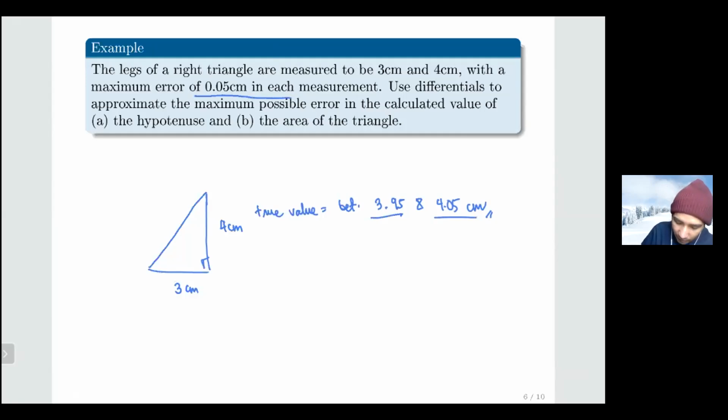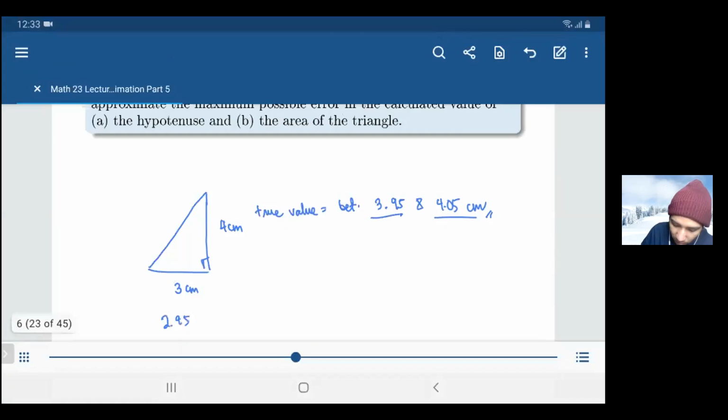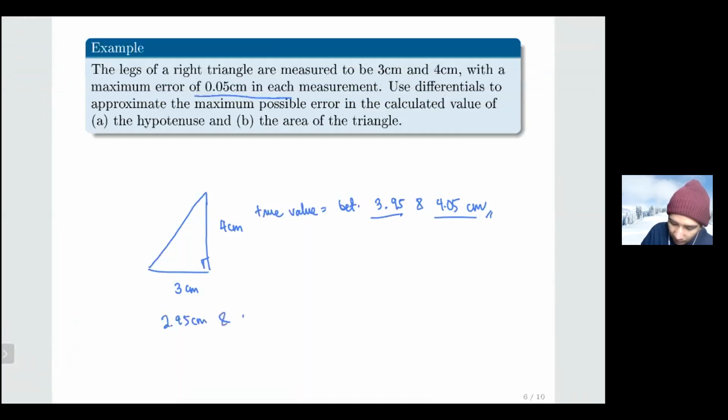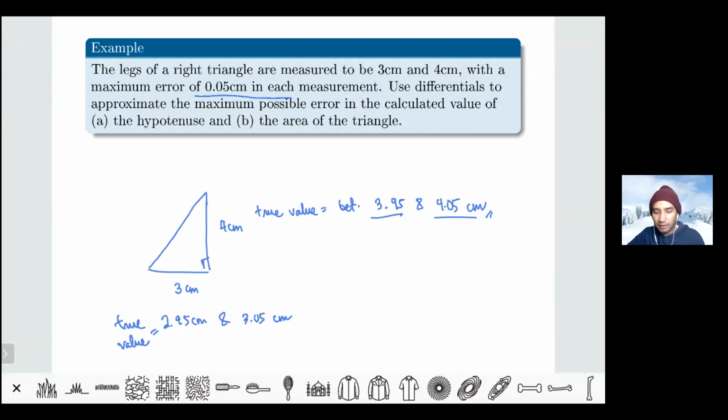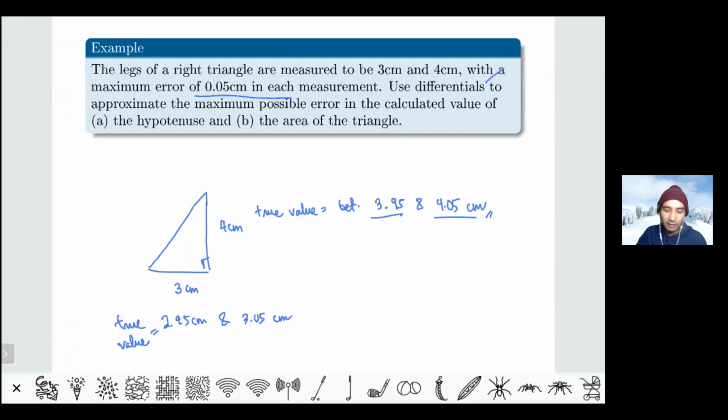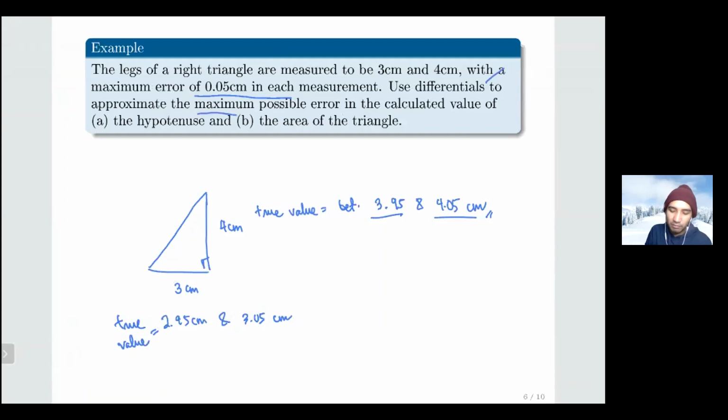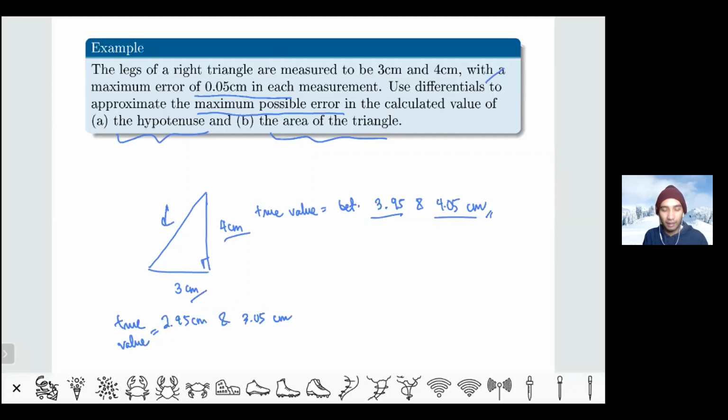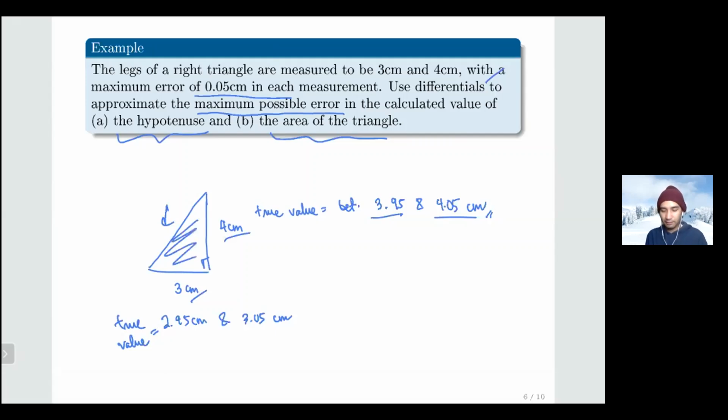Dito naman sa side na to, between 2.95 cm and 3.05 cm yung true value. Again, hindi natin alam. So, gamit daw tayo ng differentials to approximate the maximum possible error nung kinalculate natin yung hypotenuse and the area. Okay? So, syempre, kung meron na tayong dalawang side, we can compute for the hypotenuse here, no? And also the area. Okay?